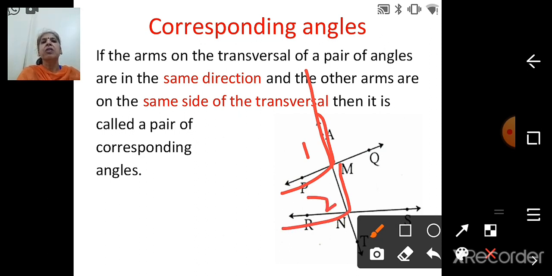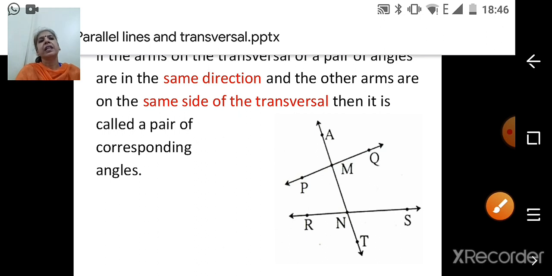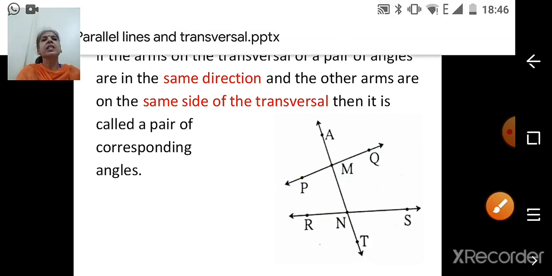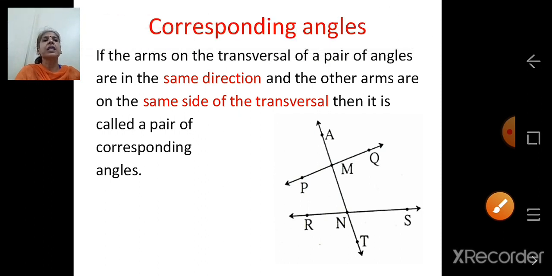Okay, so they are in the same direction and the other arms are on the same side of the transversal. Both are upwards, both are on the same side. That is the transversal also, same side of the transversal, and the direction is also the same. This is one angle, AMP. Another angle is MNR. So this is about the transversal, that is corresponding angles.